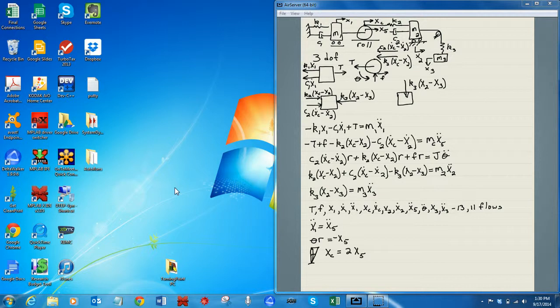There is also in the equations xc dot. So I can also take a derivative of this, and another equation would be xc dot equals 2 x5 dot. And if there's an xc or an x5 double dot, I can also take another derivative: xc double dot equals 2 x5 double dot.